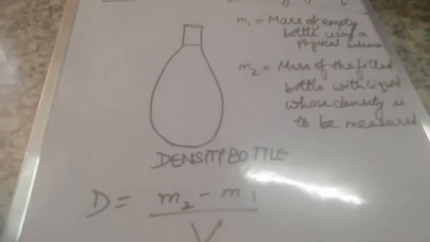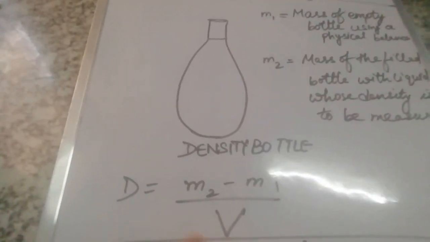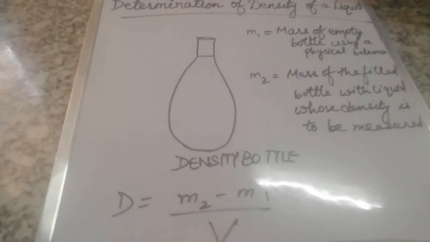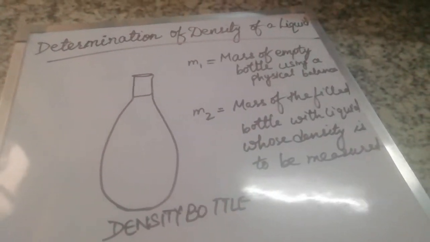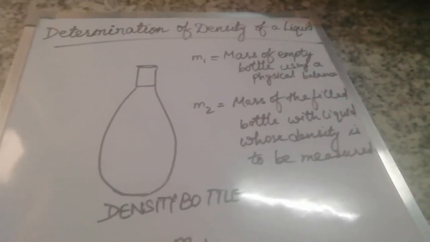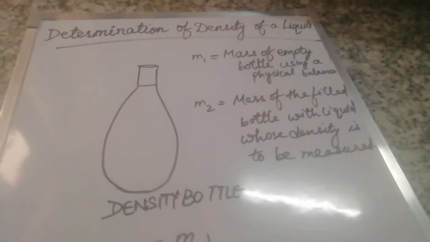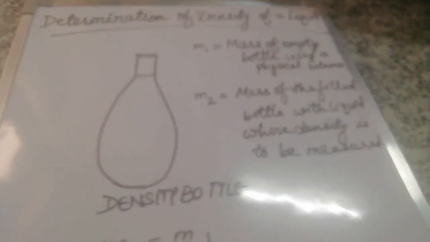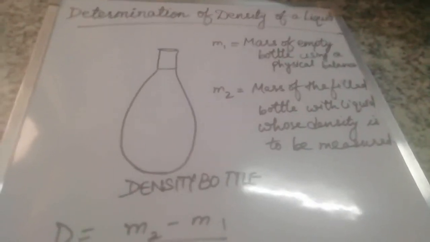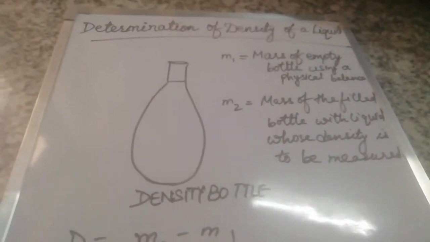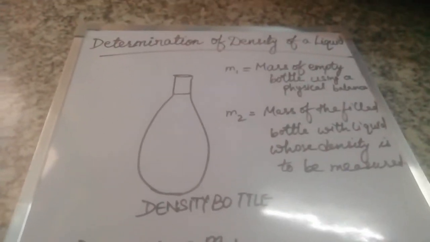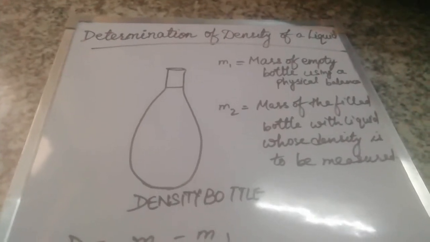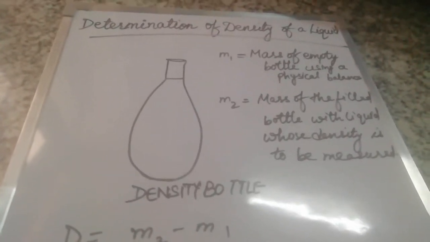Now to find out the density, what is the formula of density? Mass by volume. First of all we'll find out the mass m1 of the empty bottle. We will find the mass of the empty bottle using a physical balance or a beam balance. Now the liquid whose density is to be measured is filled into the bottle. For example, there is a liquid A whose density is to be measured. After weighing that empty bottle, we'll fill that density bottle with the given liquid whose density is to be measured.